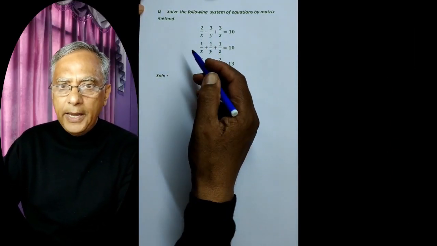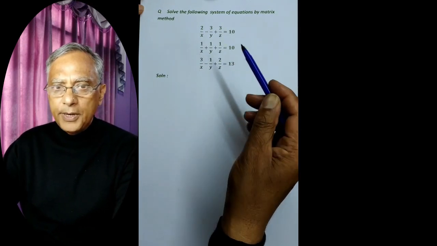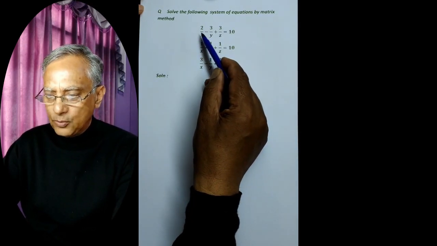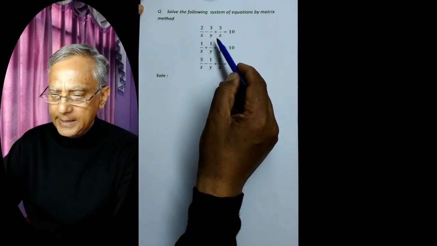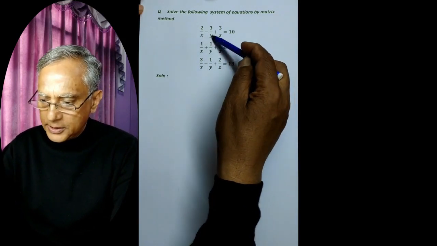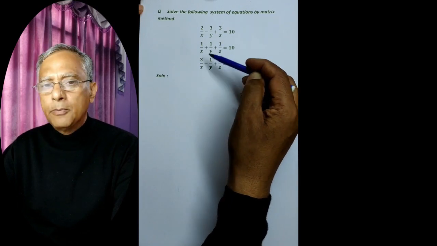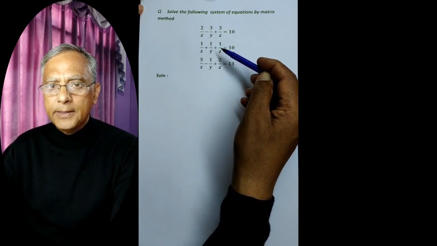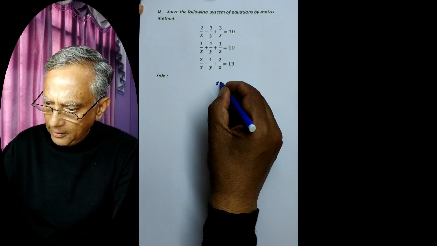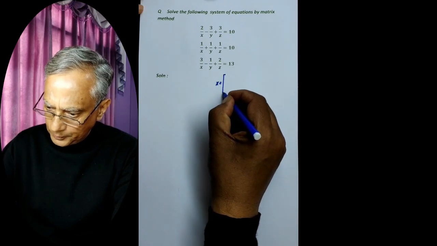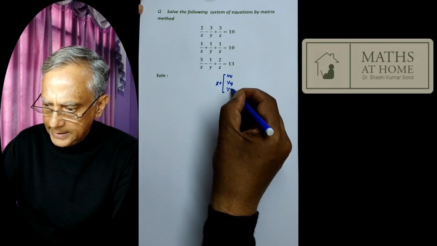Now the next question is, we have to solve this system of equations. Now these equations are not directly in terms of x, y and z. They are in terms of 1 by x, 1 by y, 1 by z. So we first solve this system of equations for 1 by x, 1 by y, 1 by z, and then take the reciprocals to get x, y, z. So here what we do is, we will take the variable matrix as 1 by x, 1 by y and 1 by z.